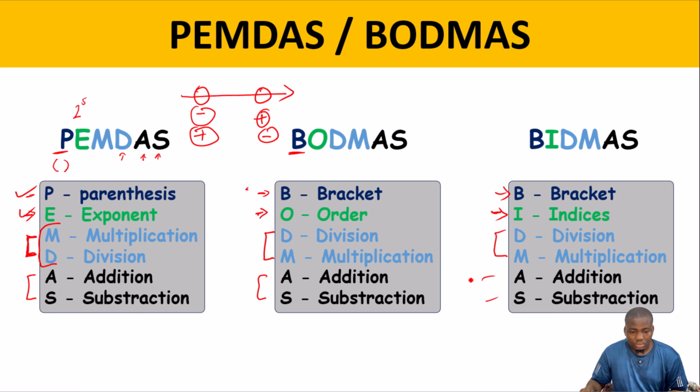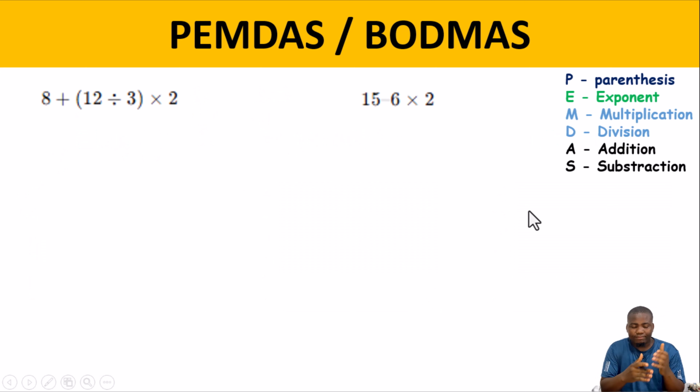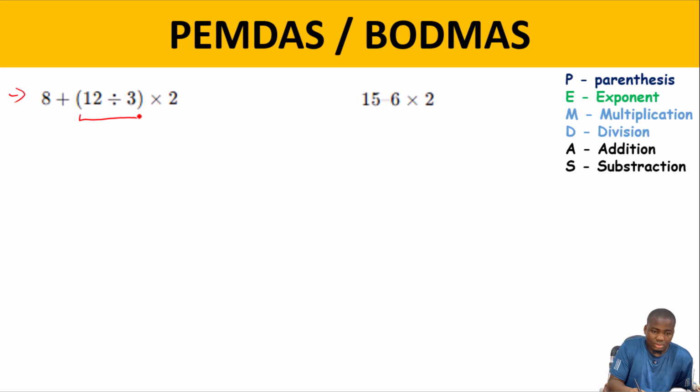Now, we have some questions here. When you have a question, the first thing you ask yourself is, does it have a parenthesis or does it have a bracket? Yes, it does. So because it has a bracket, we solve the bracket first. And in the bracket, we have 12 divided by 3. Since we have only one operation in that bracket, that is what we are going to do first.